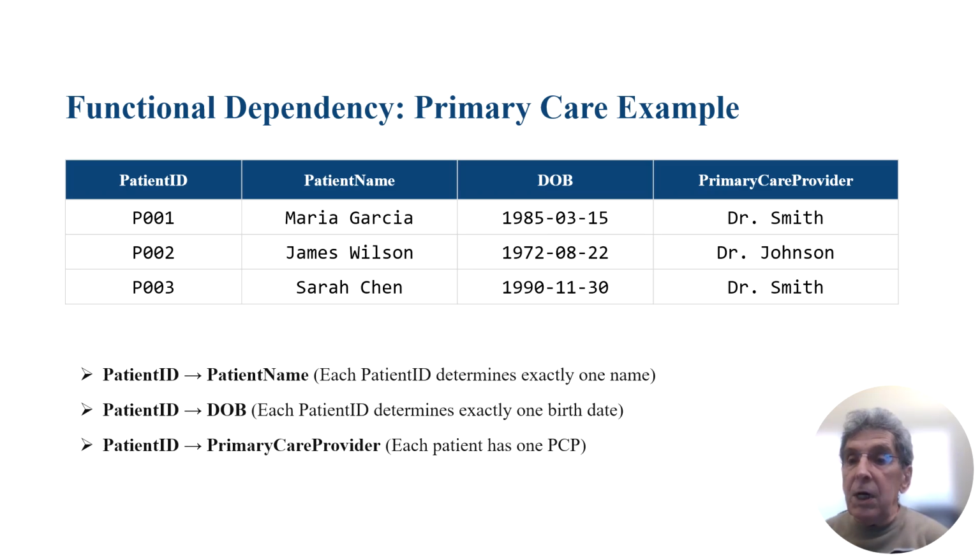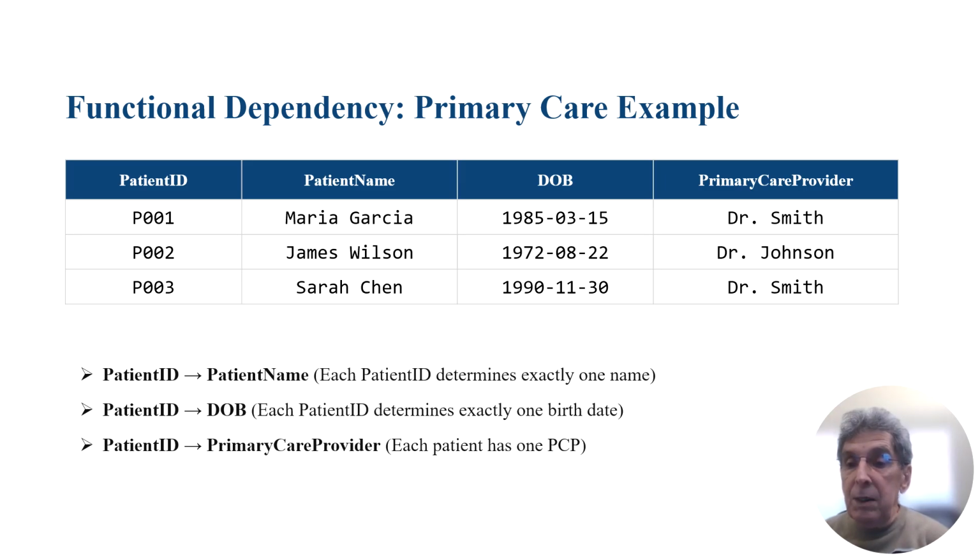Let's look at a concrete example from our X-Health primary care database. Here we have a simple patient table with patient ID, patient name, date of birth, and primary care provider. Looking at this data, we can identify several functional dependencies. Patient ID determines patient name. If I tell you the patient ID is P001, you can look up exactly one name, Maria Garcia.